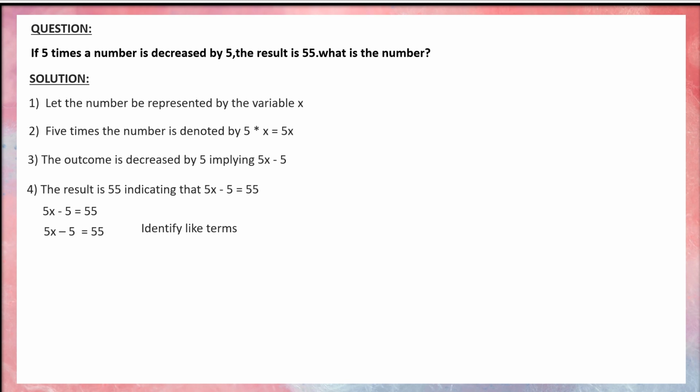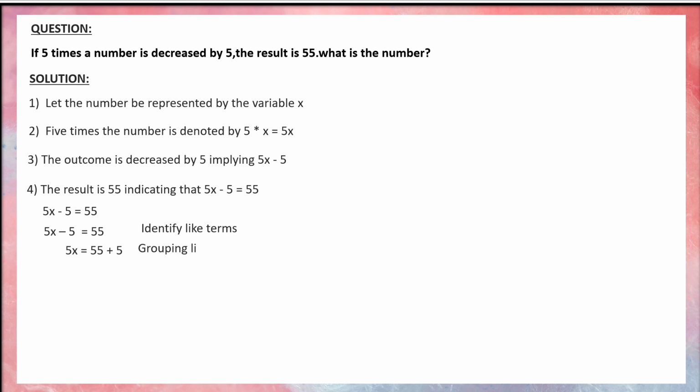So what we'll simply do is to identify which ones are similar. So we have 55 on the right hand side and minus 5 on the left hand side. So what we'll simply do is to take the 5 on the left hand side, and then take it to the right hand side to meet the 55. So it's minus 5 on the left hand side. When we take it to the right hand side, because of the equal sign, it now becomes plus 5.